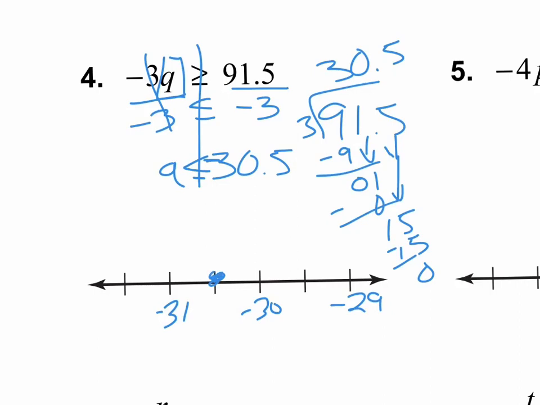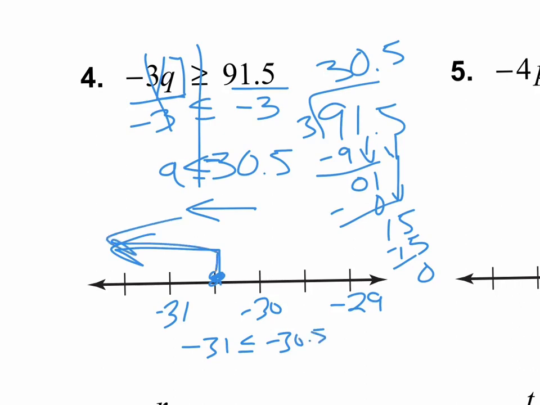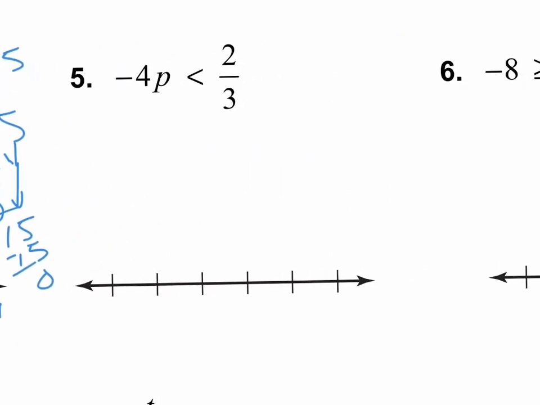Okay, a closed dot, and then q is on the left, so I can go ahead and use my rule. If you don't like the rule, remember you can pick, so negative 31 is less than or equal to negative 30.5. That is true, so it would go this way, yes. Okay, all right, keep on going.